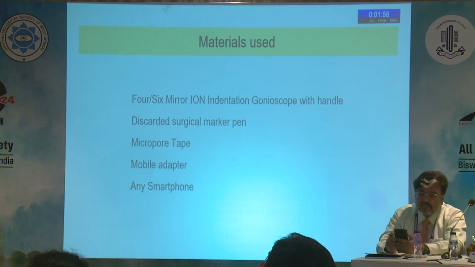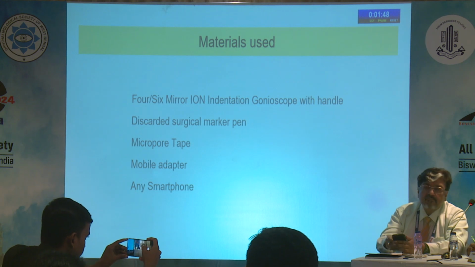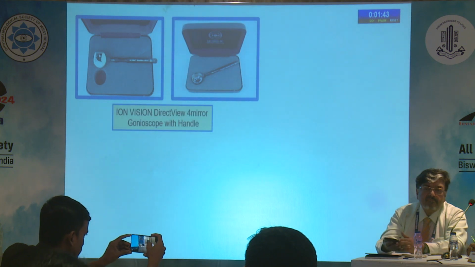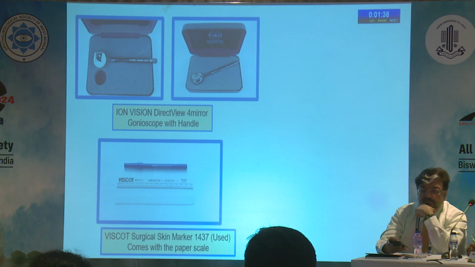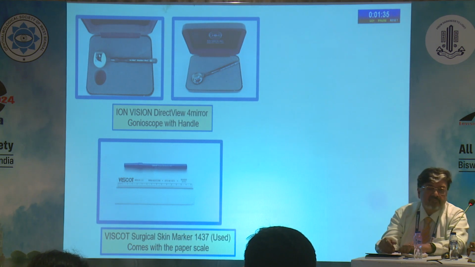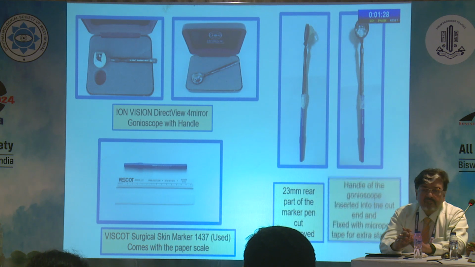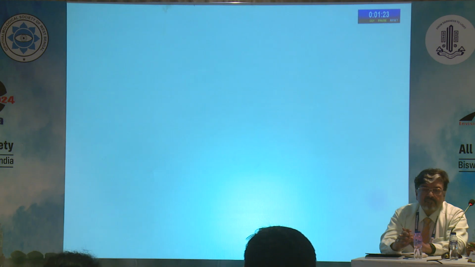Materials used were a 4 or 6 mirror ION indentation gonioscope with handle. You can use the Zeiss indentation gonioscope also. Then a discarded surgical marker pen, micropore, mobile adapter and any smartphone. So this is the ION Vision direct view 4 mirror gonioscope with handle. Then this is the Viscot surgical skin marker 1437, which comes with a paper scale. 23 mm of the rear portion of the marker pen is cut and removed. Then the handle of the gonioscope is inserted into the cut end and fixed with micropore tape for extra stability.